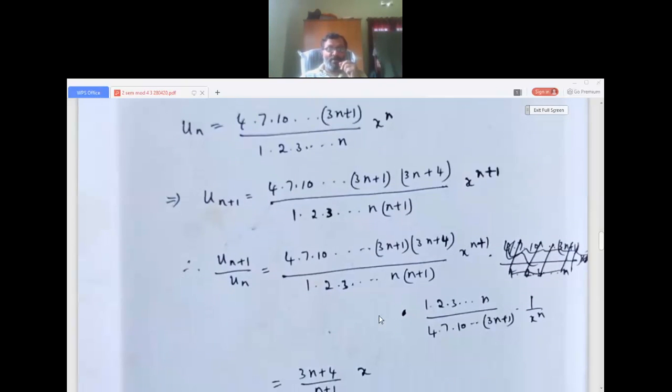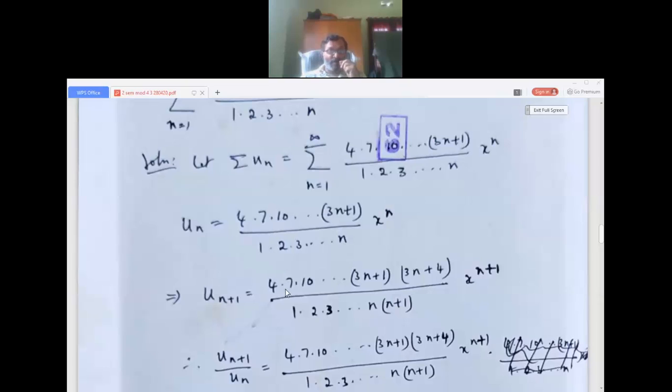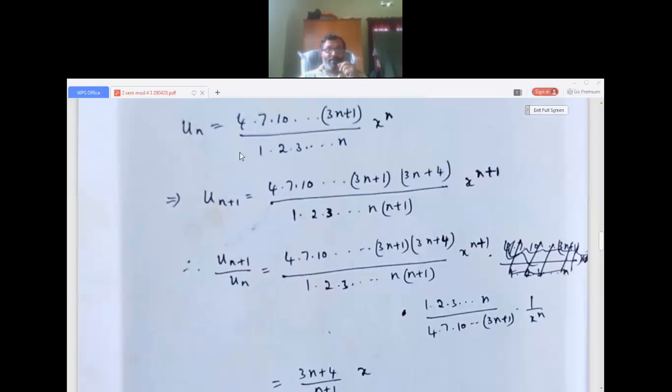Now, according to D'Alembert's test, we have to find un plus 1 divided by un. So un plus 1 I am writing first, the same thing: 4 into 7 into 10 into dot dot dot into 3n plus 1 into 3n plus 4 divided by 1 into 2 into 3 into n into n plus 1 into x power n plus 1, by un. So here I am writing the un term. Un term will be the reciprocal. So in the numerator I am writing 1 into 2 into 3 dot dot dot n divided by 4 into 7 into 10 goes on till 3n plus 1.